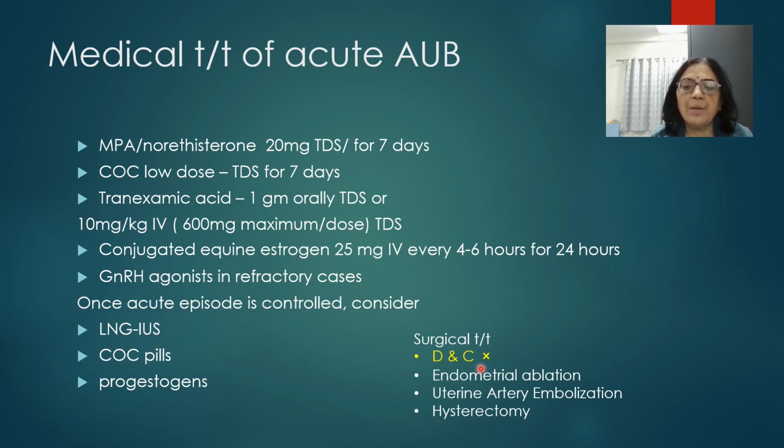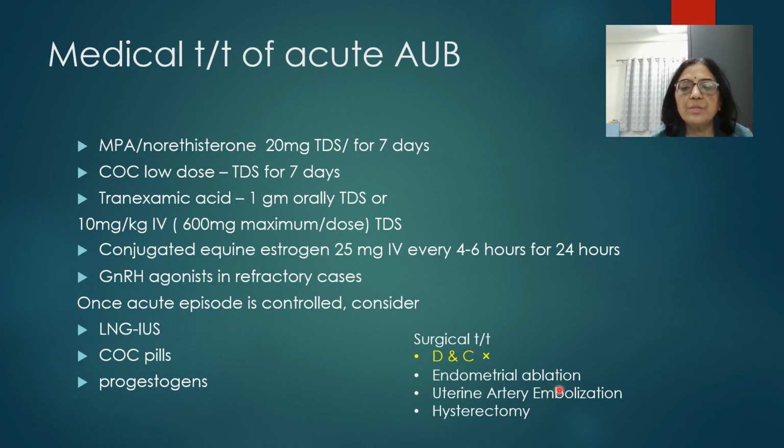Emergency endometrial sampling in acute AUB is less likely to be of any use because whatever endometrium was there has already been shed off, and that is why we might not get a useful report. Though the patient has endometrial hyperplasia, it might be missed.